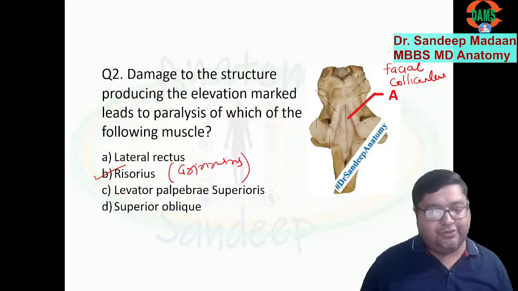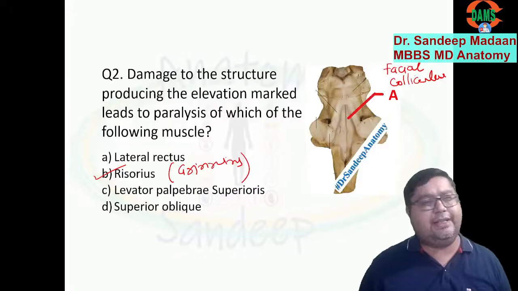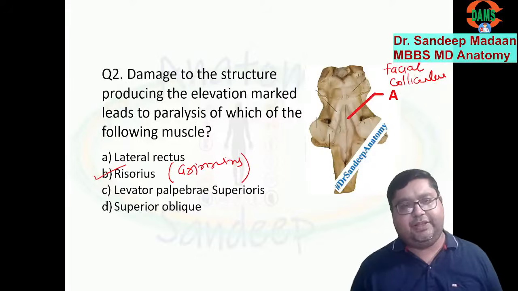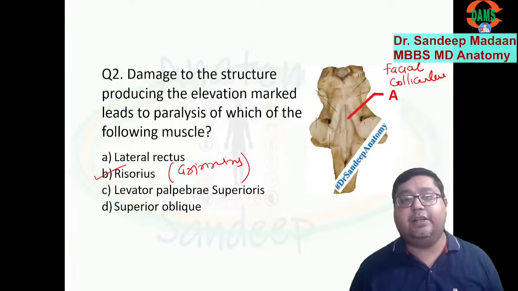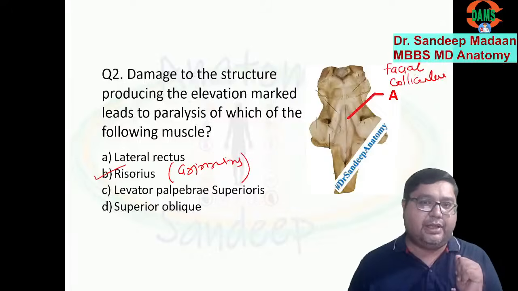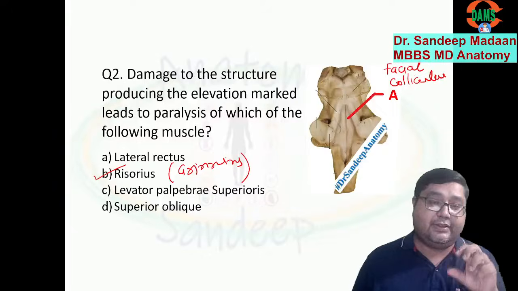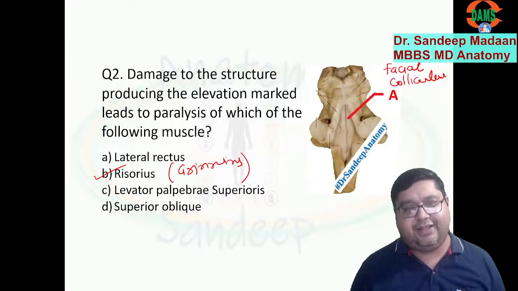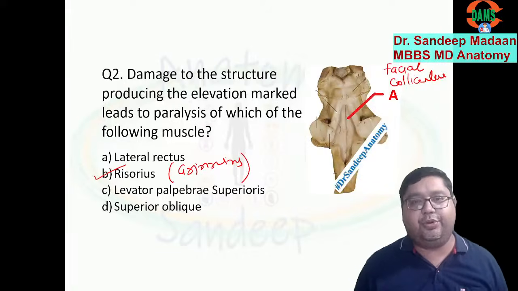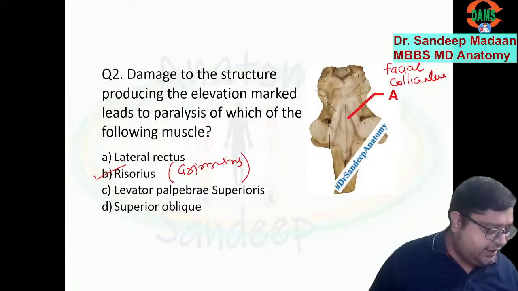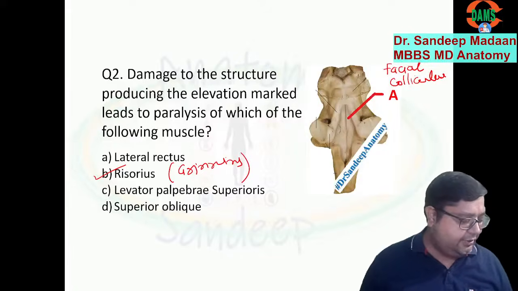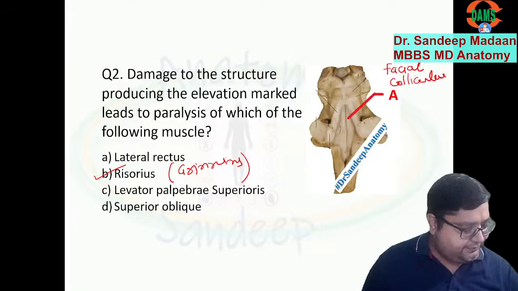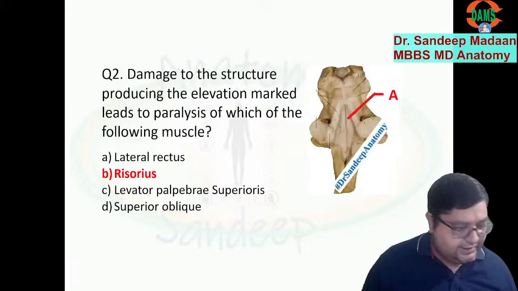Or if they say damage to the structure deep to the marked elevation, in that case the 7th and 6th both can be considered because deep to it, both are there. If they specifically say nucleus, then the 6th will be the answer. If they say structure responsible for the marked elevation, then 7th. If they say structure deep to it, then the 7th nerve and the 6th nerve nucleus both will be the answer. So depending upon the language, you have to play along. I hope that makes it clear, right? Everyone okay? All right. So, dear friends, let's move on.